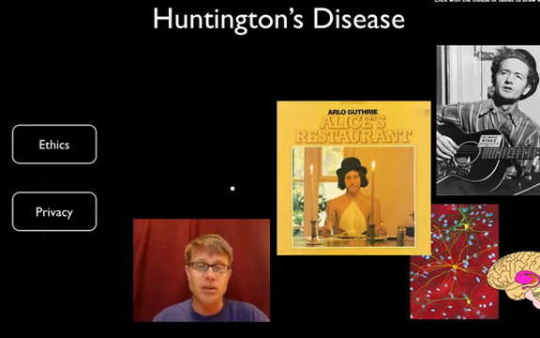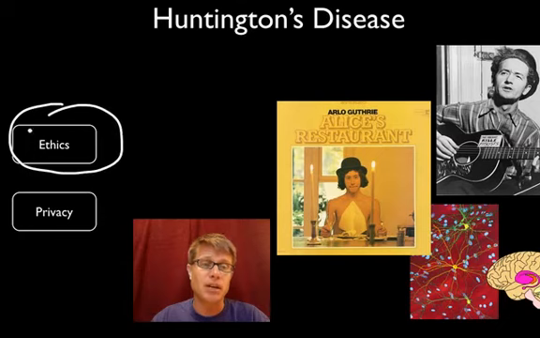Now, where does this become an ethics issue? Well, we now have a test for Huntington's disease. And so Woody Guthrie had a number of kids. One of those is named Arlo Guthrie, who's also a famous folk singer. And so Arlo Guthrie may have the Huntington's gene. He has a 1 in 2 probability of getting it.